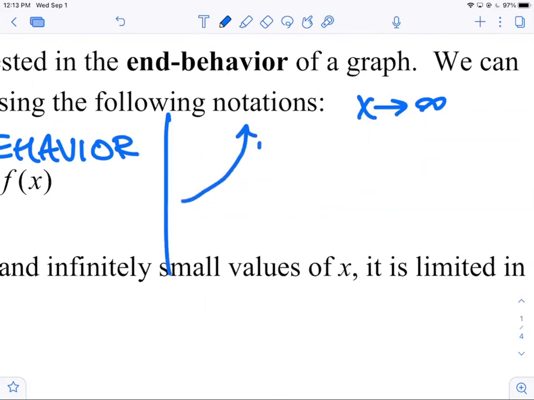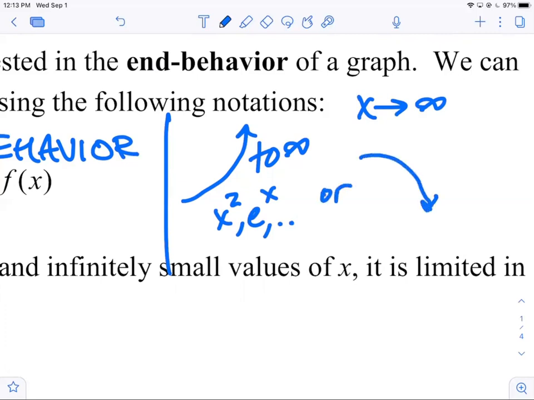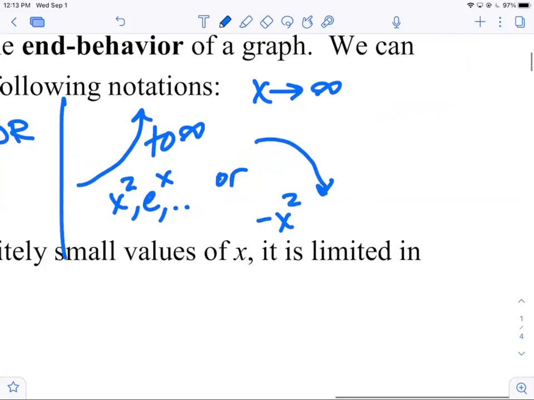Well, they could increase without bound, right? Like x squared, e to the x, etc. They increase without bound, or they could decrease without bound, right? Such as negative x squared or others. This is as you go way out. What else could they do? Those are kind of the two boring ones.